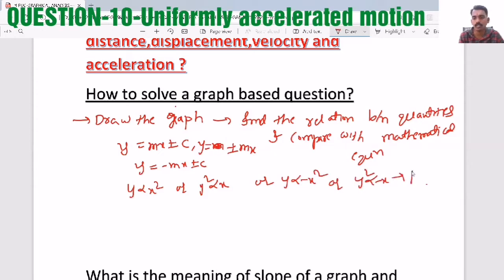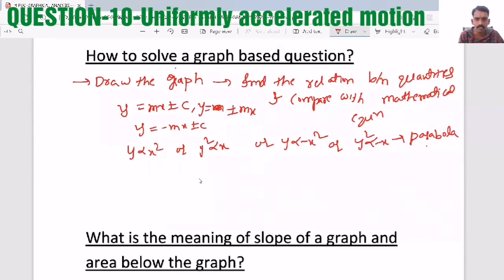So these all come under the parabola graph. The first, mx plus or minus c, all comes under straight line. If one of the quantities has power 2 at maximum, then a parabola will come. And if the relation is inversely proportional, then comes a hyperbola. So this is how you can draw the graph.